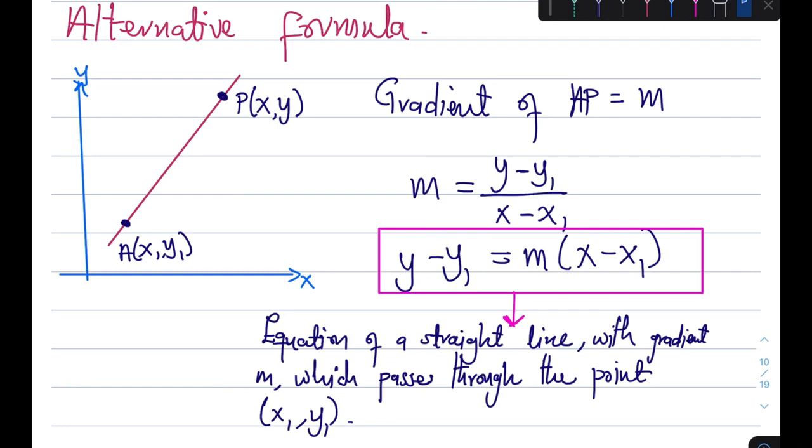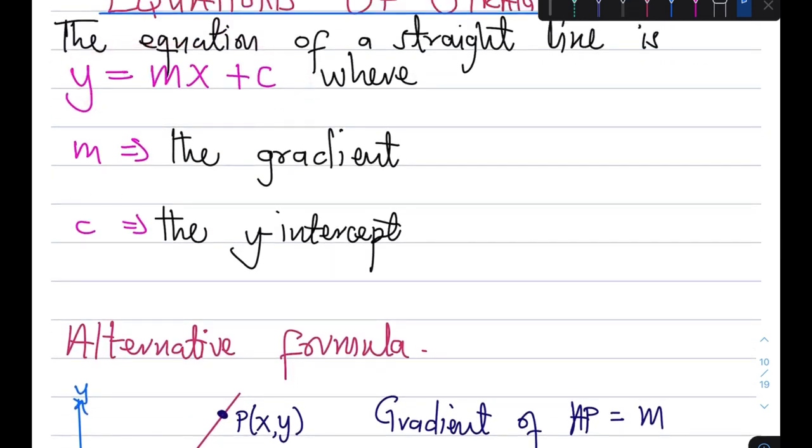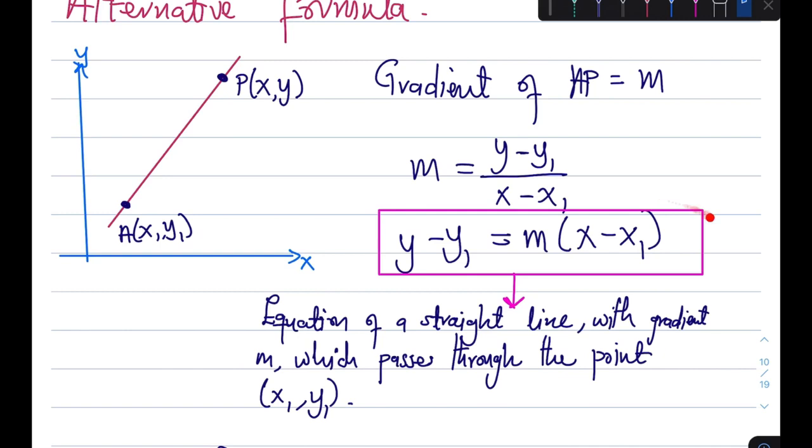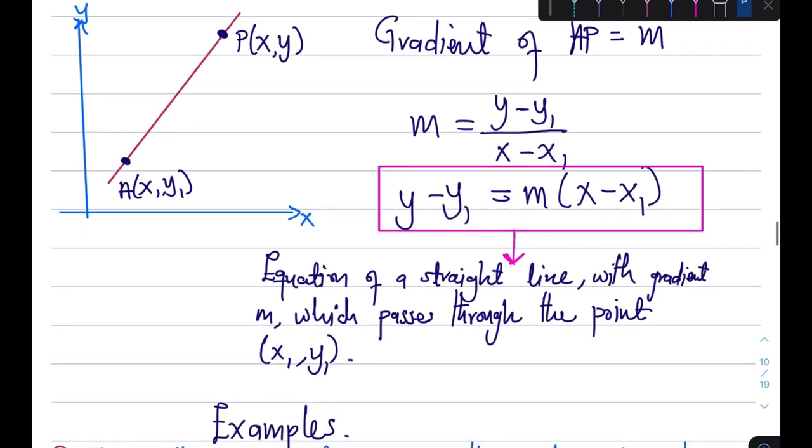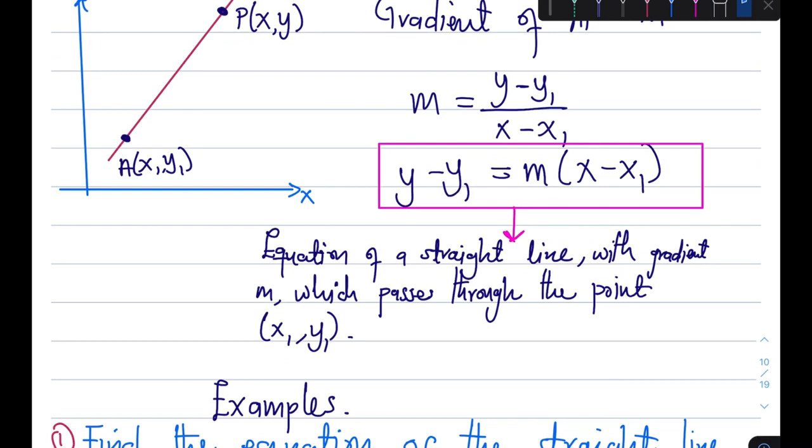So we can cross multiply, okay? So we will get y minus y1 is equal to m into bracket x minus x1. Now, this is also the equation of a straight line with gradient m that is passing through the point x1, y1. So, even though these two equations are virtually the same, I prefer to use this second one a lot because it helps me to do the work faster. Okay, that's my personal opinion.